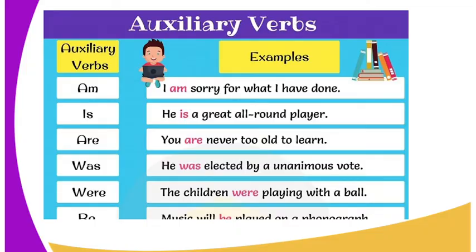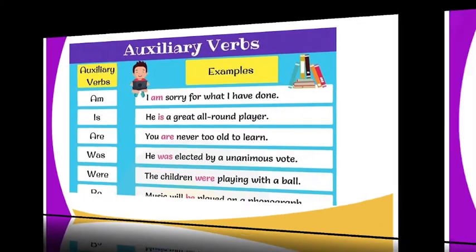So we have these primary auxiliary verbs. We have examples of them, for example, you can have a sentence like, I'm sorry for what I've done. He's a great all-round player. So is is our auxiliary verb there. We have are, you are never too old to learn. He was elected by a unanimous vote. We have were, the children were playing with the ball.